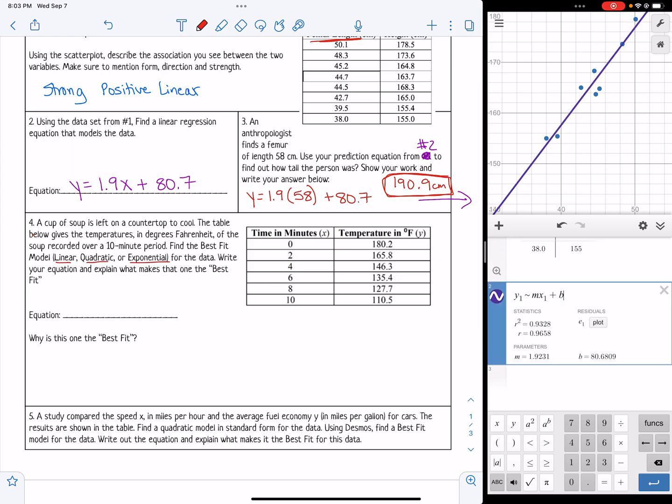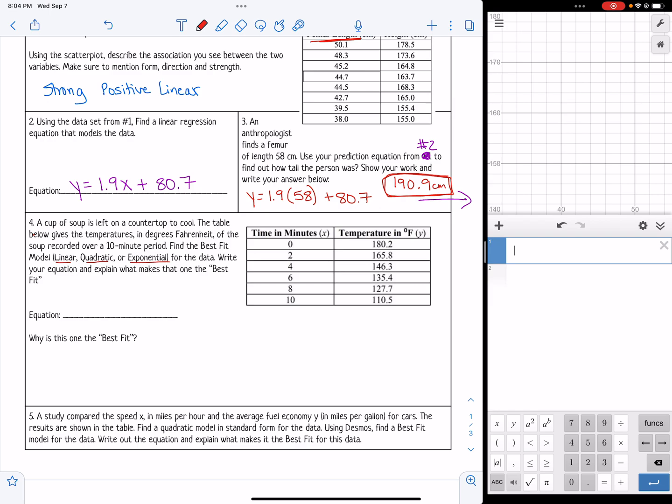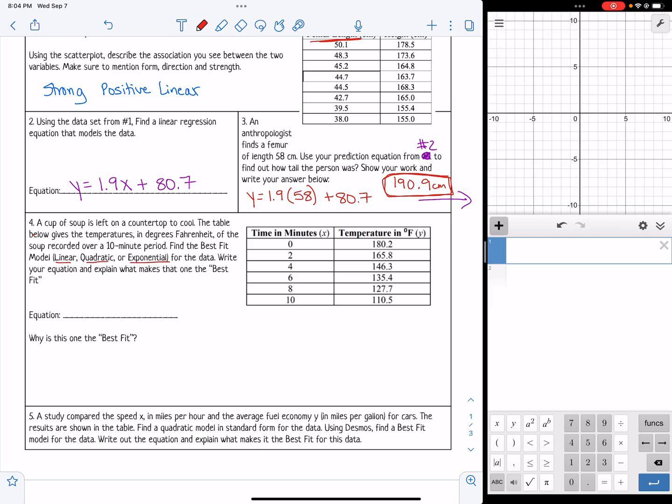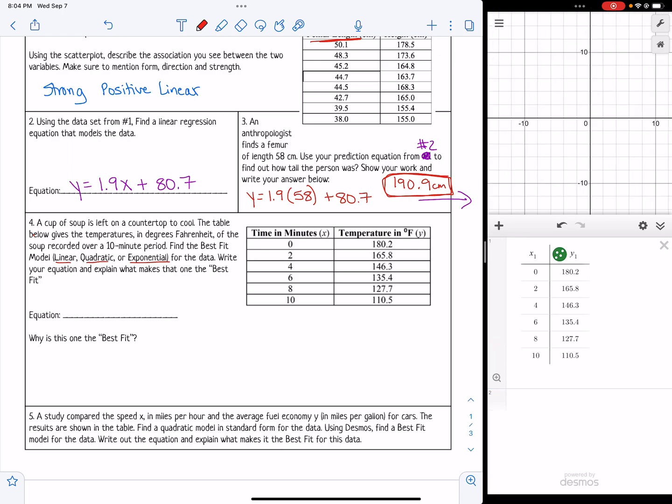Okay, so first things first, let's clear out Desmos to type in our new data because we're done with this set. I'm going to hit the home button to put it back to normal. I'm going to add a new table and I'm going to put the values in there. So 0, 2, 4, 6, 8, and 10. And then 180.2, 165.8, 146.3, 135.4, 127.7, and 110.5. All right, so we've typed it in and notice we don't see anything yet.